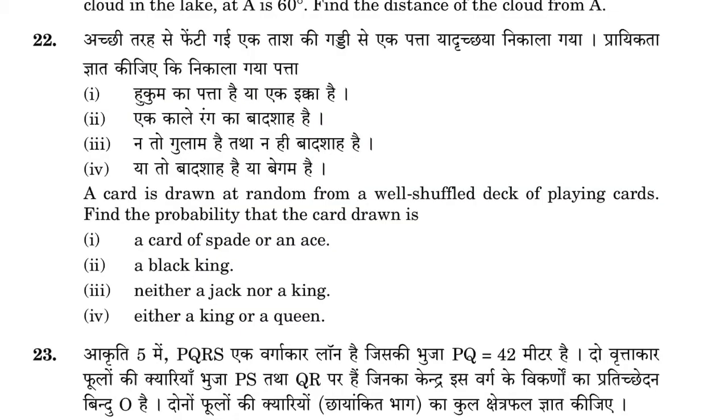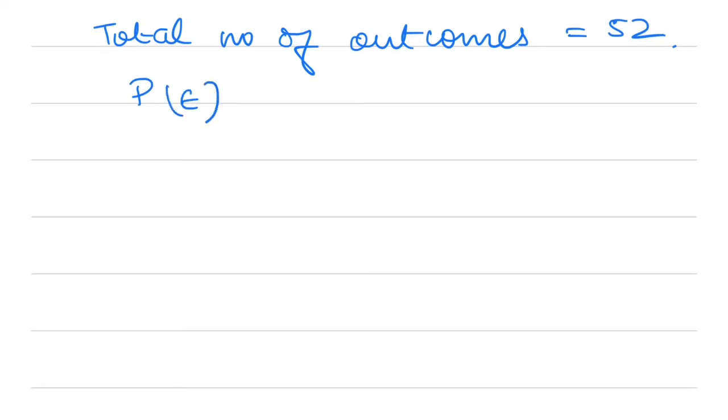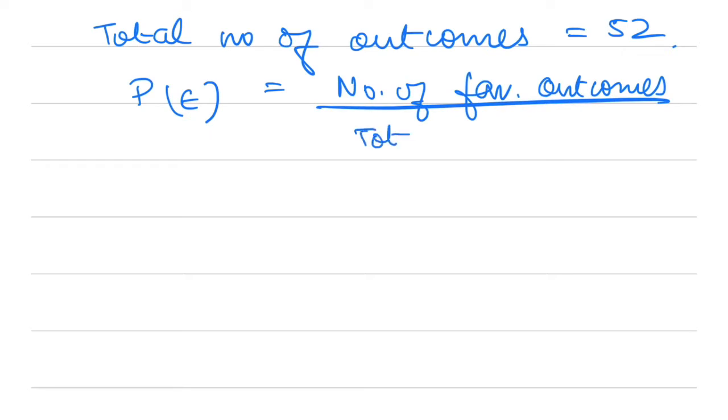Question 22nd. In this question, they say a card is drawn at random from a well shuffled deck of playing cards. So we know there are 52 cards in a deck. So total number of outcomes will be 52. We can write down the formula for probability. Probability of an event is equal to number of favorable outcomes by total number of outcomes.